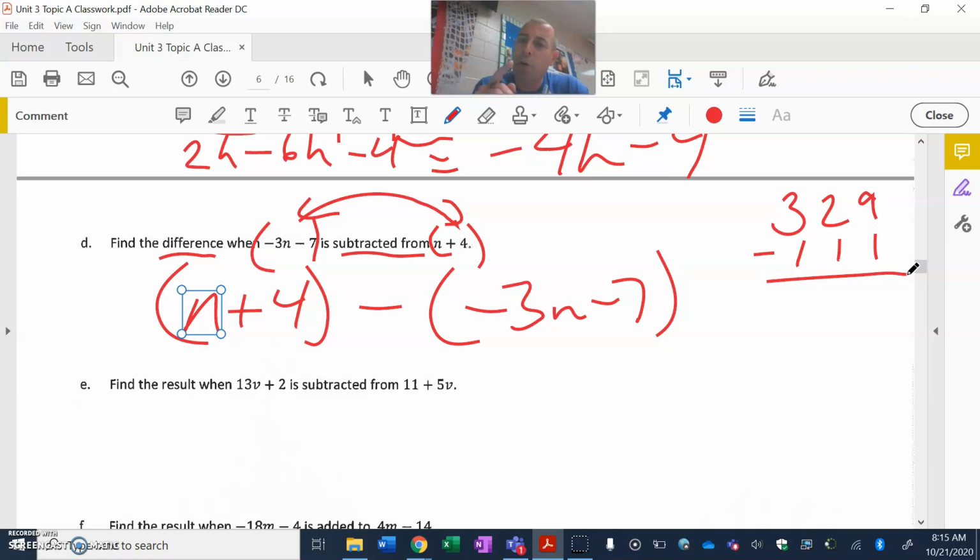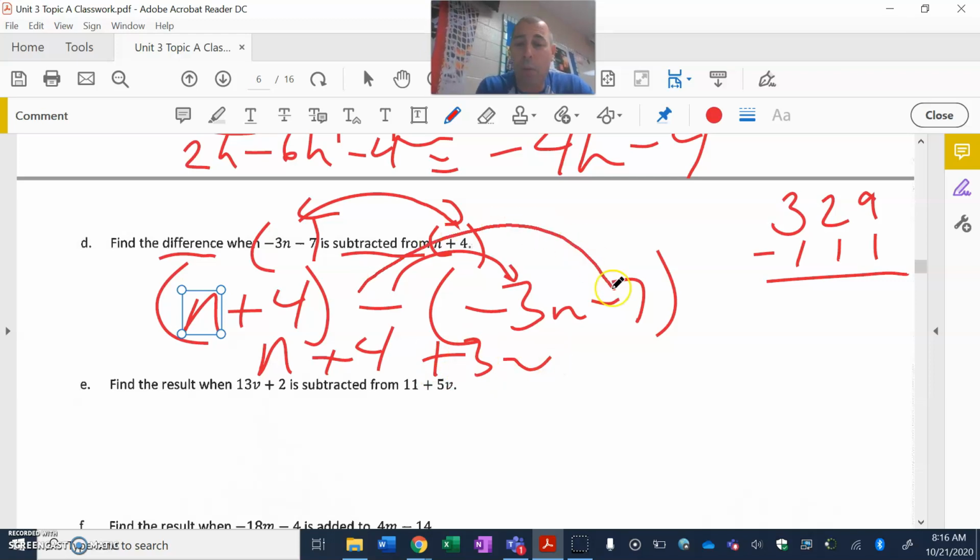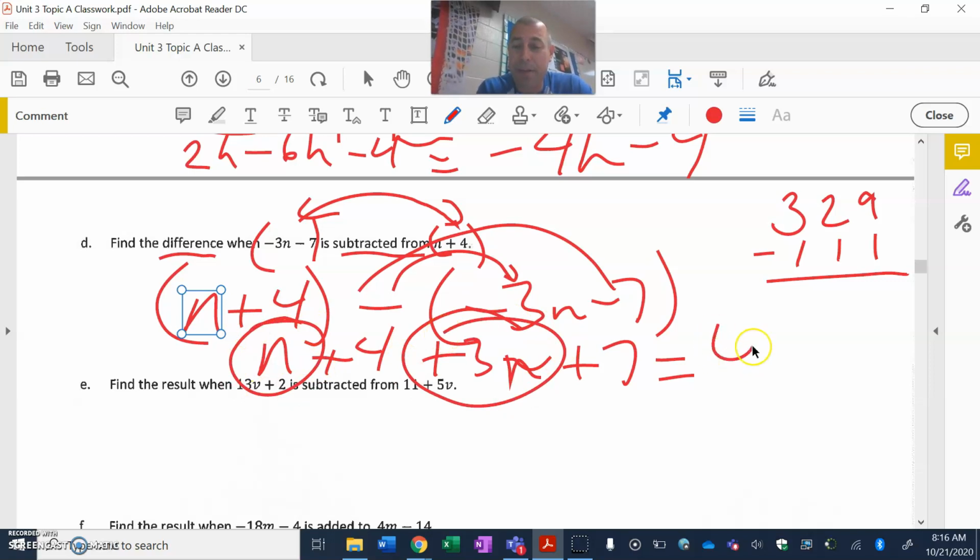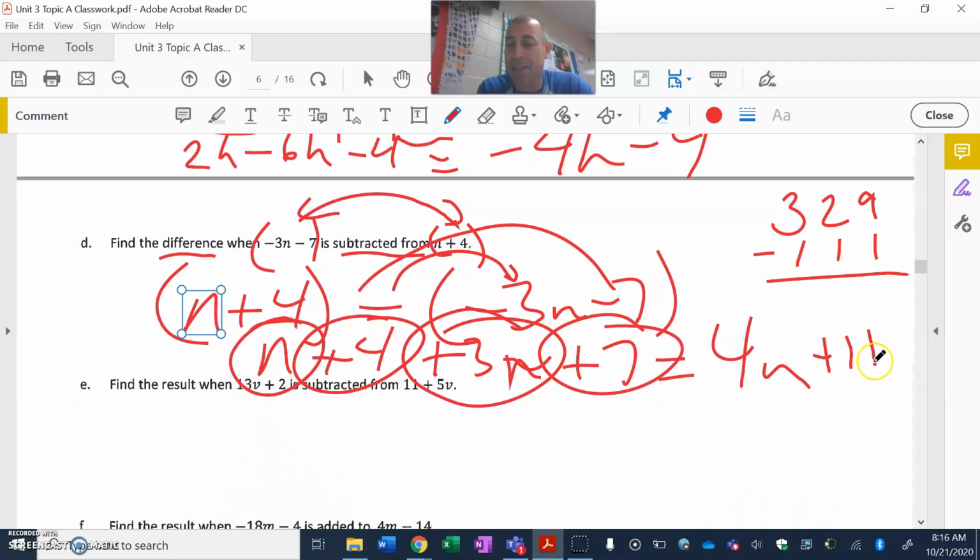Same thing here. Because it's tougher to do that with your negatives, what we encourage is distribute the negative. So n plus 4. And because we distribute the negative here, that's a double negative. That's a plus 3n. We distribute the negative, a double negative. That's a plus 7. Now we're going to combine our like terms together. So I see the n with the positive 3n, so that's a 4n. I see the positive 4 with the positive 7, plus 11.